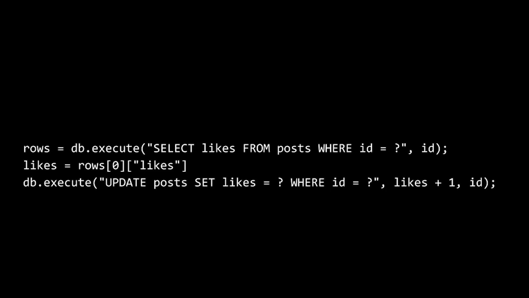So this is going to be like 50 million. And I want it to go to 50 million and 1. So how do I do that? Well, I execute on the database update posts set likes equal to question mark. And then I just plug in likes plus 1.